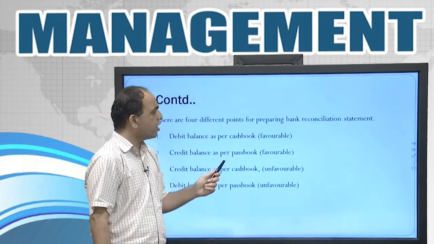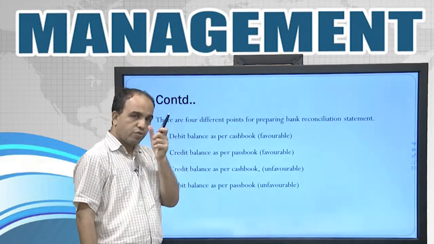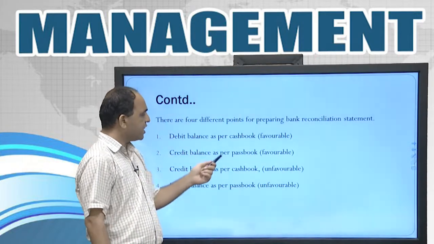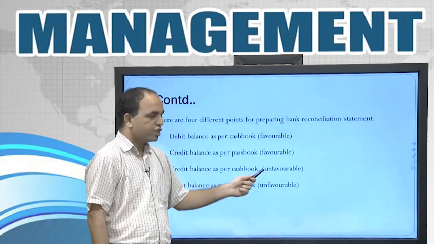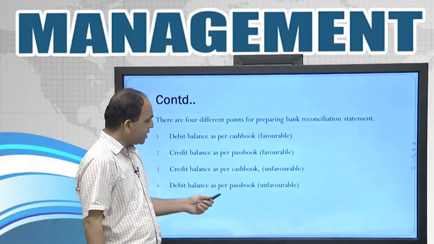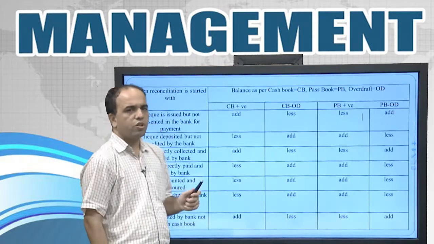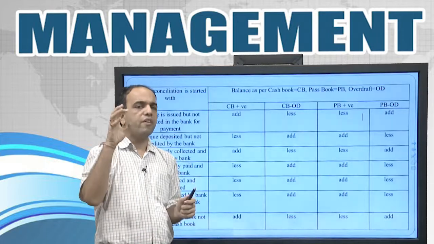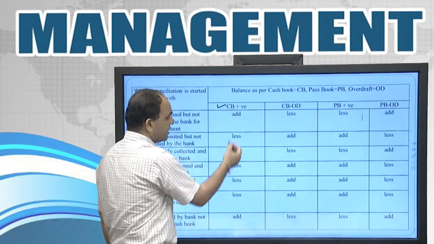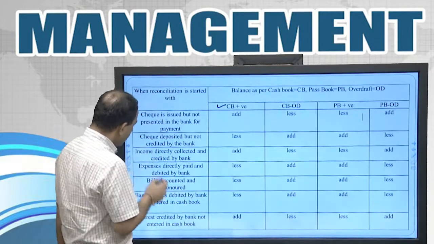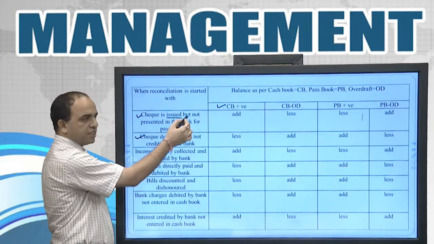There are 4 different points for preparing bank reconciliation statement: debit balance as per cash book, which is called favorable; credit balance as per passbook, which is called favorable; credit balance as per cash book, which is called unfavorable; debit balance as per passbook, which is also called unfavorable. This is very important. In the last session also we emphasized more on the cash book column. Generally we know which transactions we add or deduct. The main transactions relate to check issued but not presented, that we have to add.